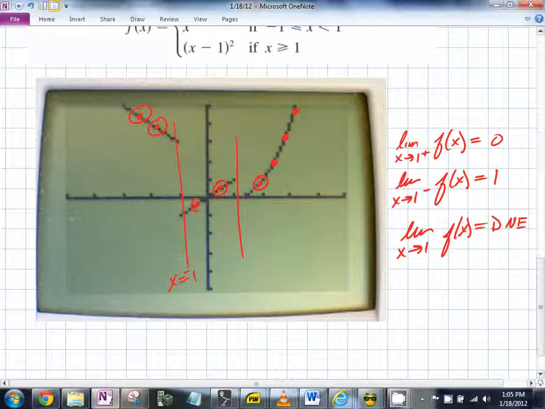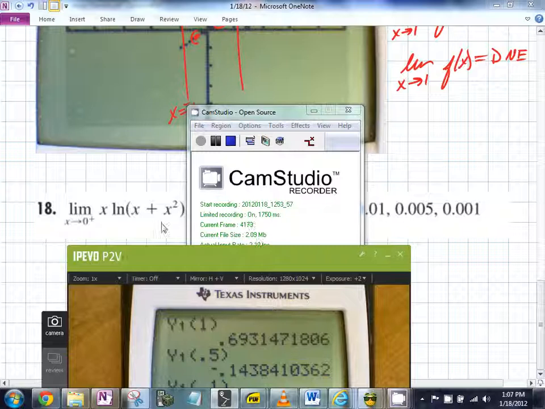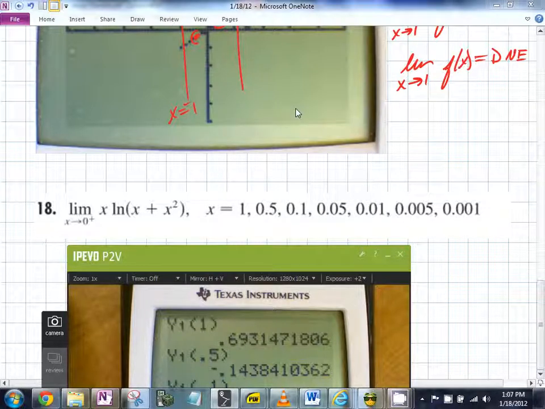Instead, we could just make the table. What's the limit approaching? We're trying to go to 0 from the right, correct? If we go to 0 from the right, for our table set, what should we start at? Negative what? Negative point what?